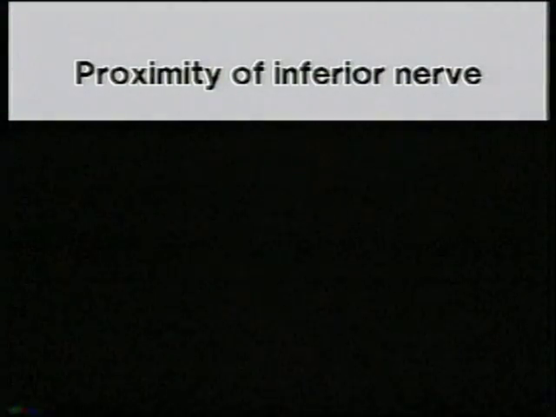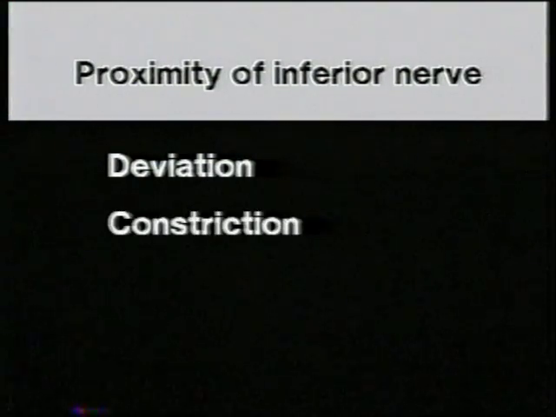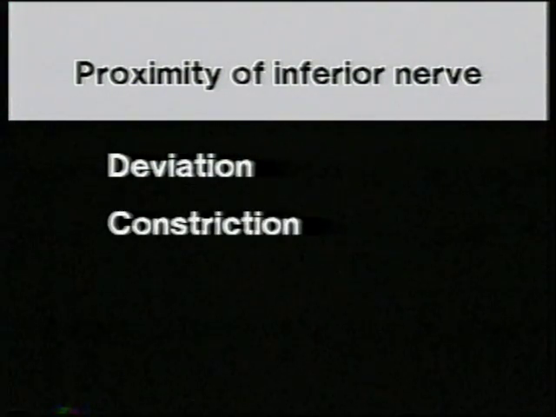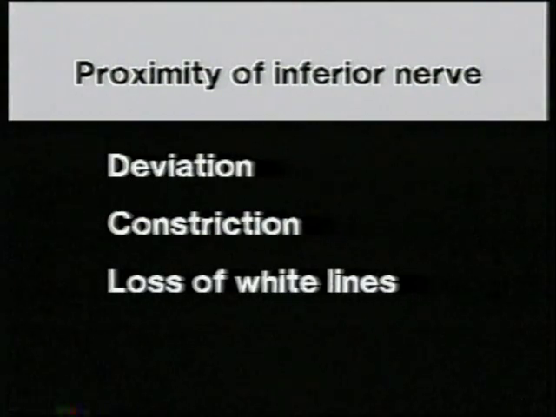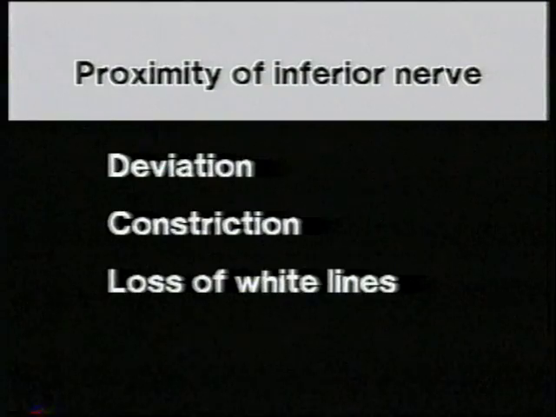Let me just repeat some of the signs to look for when assessing the proximity of the inferior alveolar nerve. They are: deviation of the canal by the root apices of the third molar, constriction of the nerve as it crosses the roots, and finally, loss of white lines, either upper or lower, that delineate the canal outline.